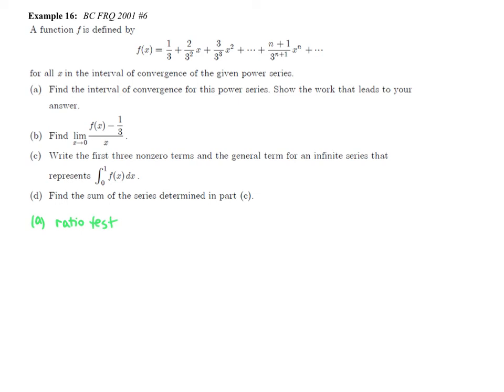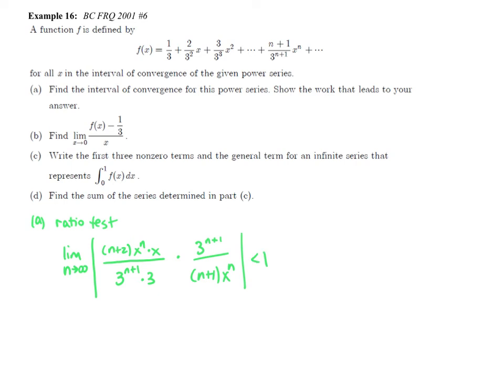So our ratio test says that we take the limit as n goes to infinity of a sub n plus 1, which will be n plus 2 times x to the n times x over 3 to the n plus 1, times 3 to the n plus 1 over n plus 1 times x to the n. And this must be less than 1.